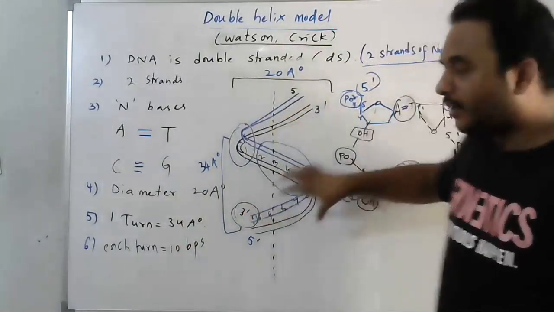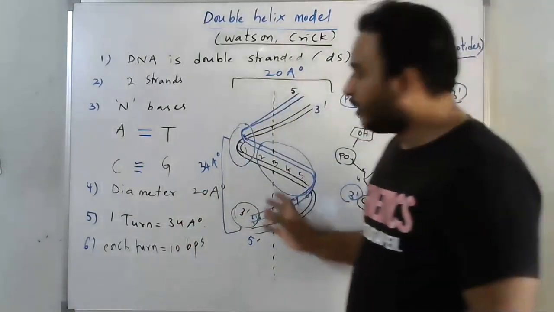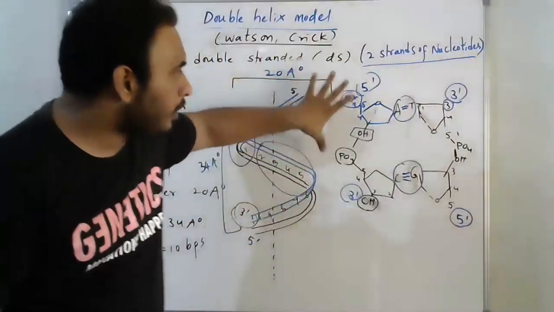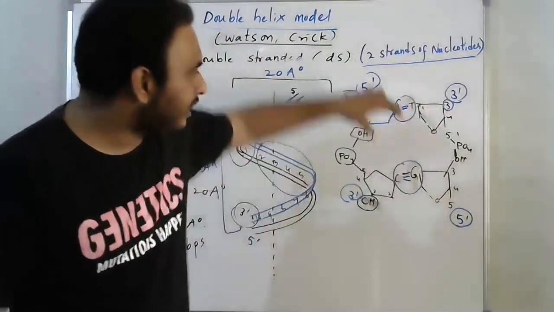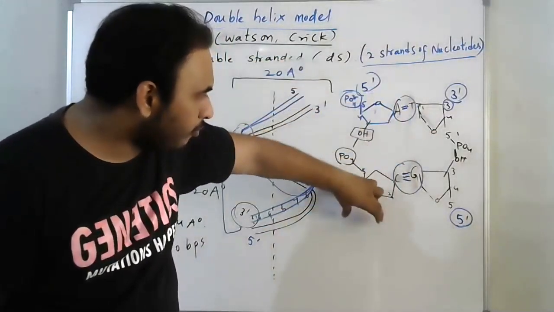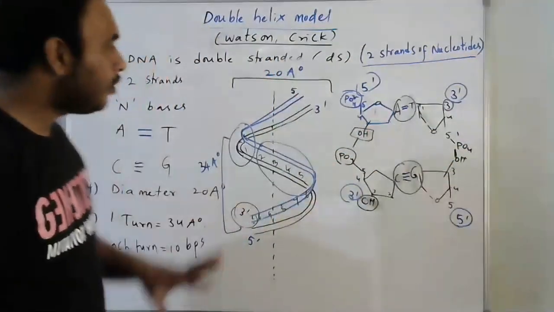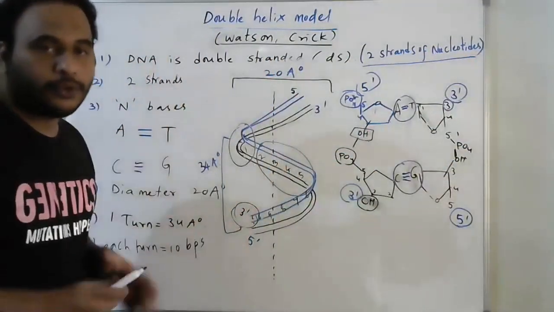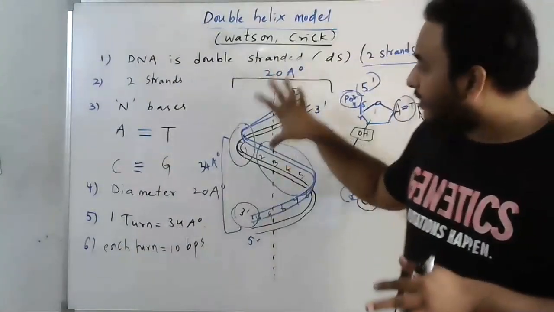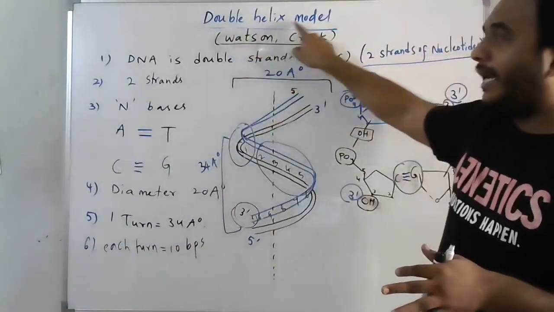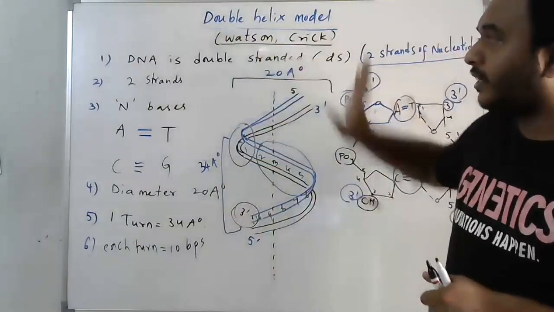Here they are coiled. Here we simplified it, one beside the other. I have drawn it to understand how the nucleotides are arranged to each other in 2 strands. This nucleotide sequence is of one strand and this nucleotide sequence is of another strand. In this way, the structure of DNA was explained by Watson and Crick, and this is called the double helical model, which was proposed by Watson and Crick.